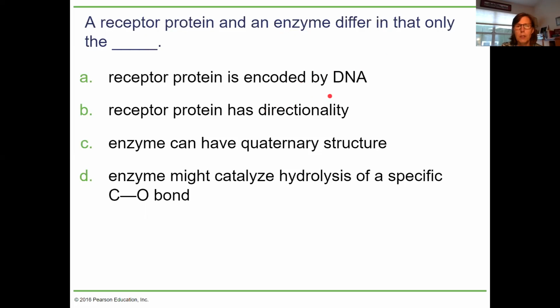So what are they differing by? Receptor protein is encoded by DNA. What would an enzyme too? So you're looking for differences. Receptor protein has directionality. Wouldn't an enzyme too? They're both proteins. Enzyme can have quaternary structure. Well, there's no reason why a receptor protein wouldn't have quaternary structure too.